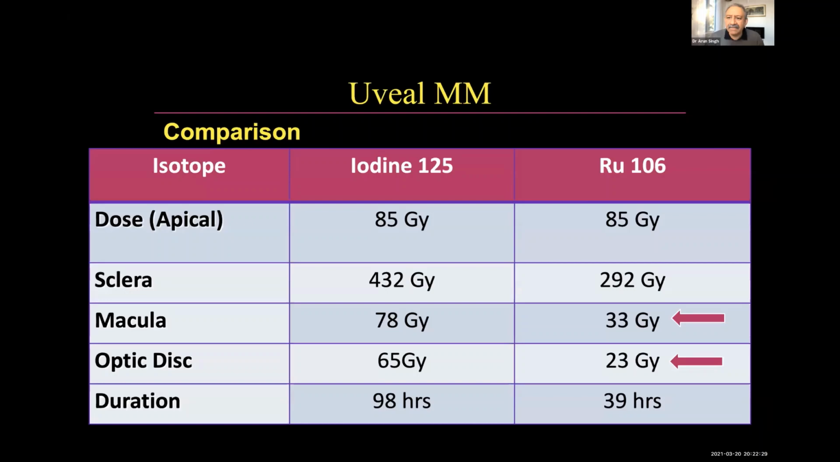So in certain cases, you can select an isotope to help you preserve vision. And that's all dose dependent. So you must pay attention to the dose to the vision critical structures, such as the optic disc and macula. In fact, based on these calculations, we have developed a predictive model for predicting who's going to lose vision. It's all dose dependent, okay?